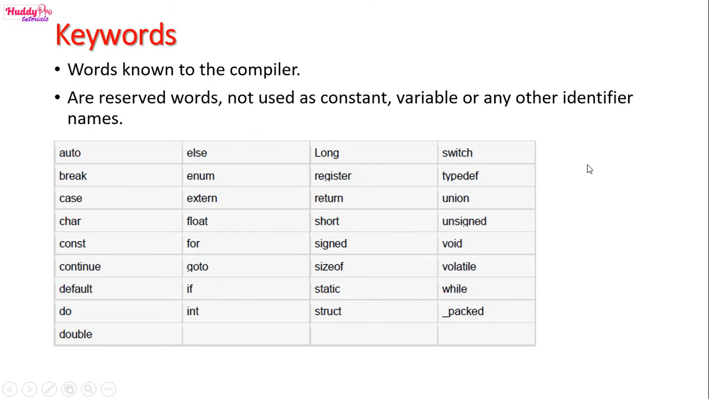Now let's talk about keywords. Keywords are words which are known to the compiler. These words are reserved and may not be used by a constant or a variable or any other identifier. So you cannot use a reserved word or a keyword as a name of an identifier. So the following list shows the reserved words in C. You will go through them.